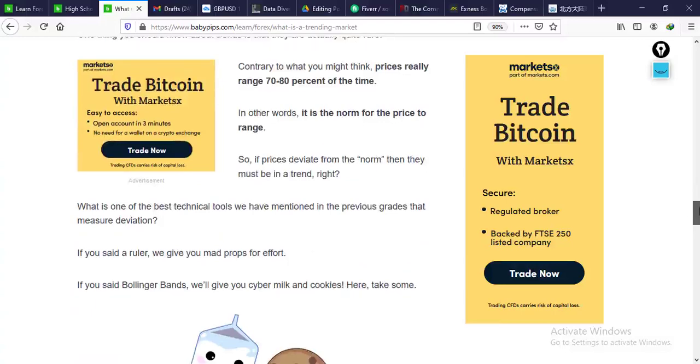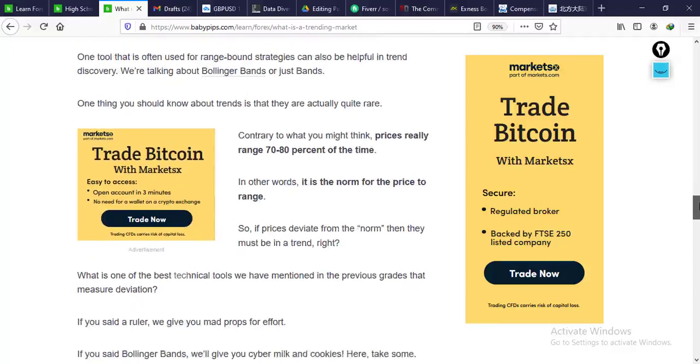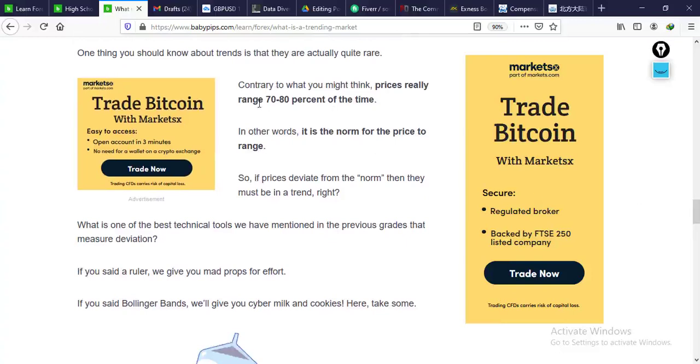Now contrary to what you might think, price really ranges 70 to 80% of the time, and it is the norm for price to range. So 70 to 80% of the time the market is ranging, so it's only about 20% of the time that there's a trend.